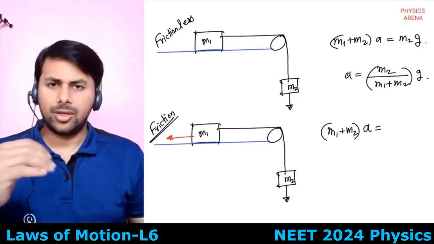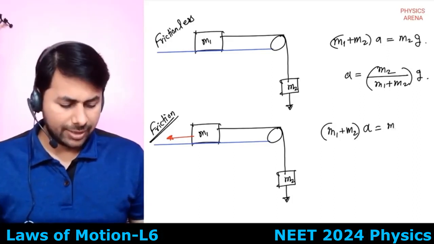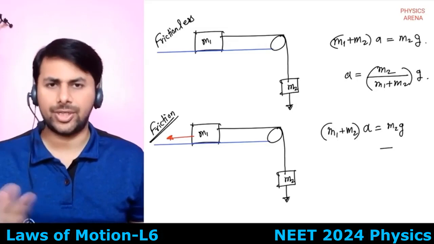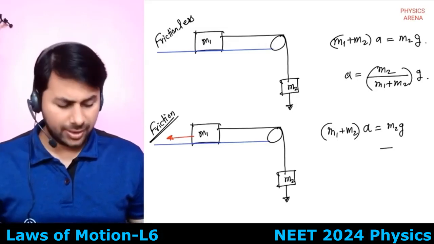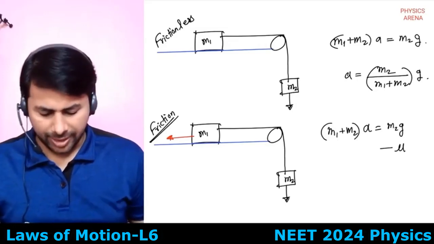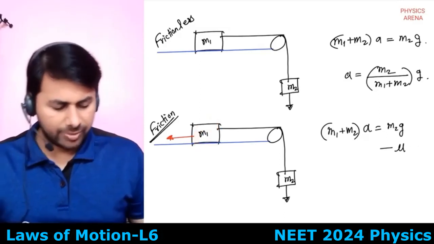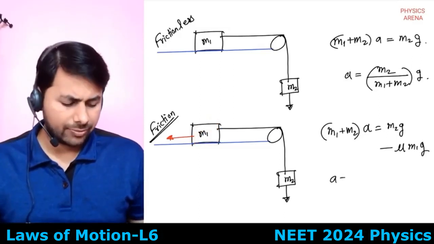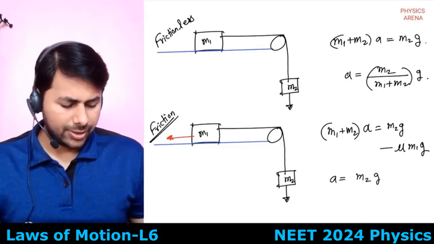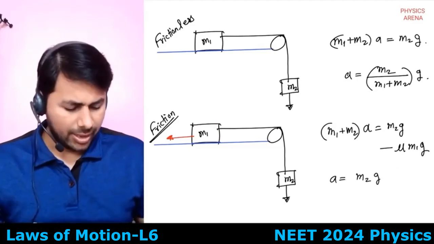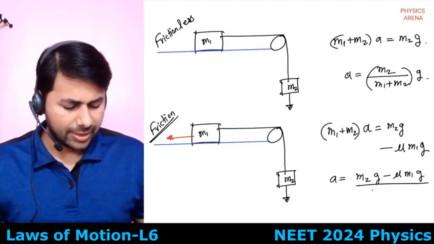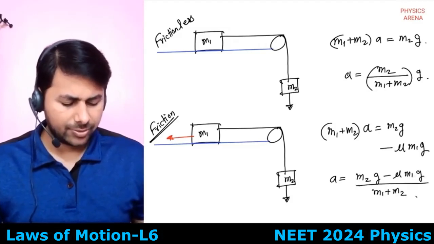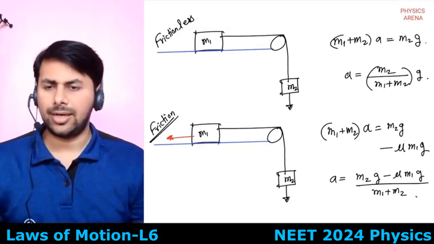It's equal to the downwards force, which is m2 times g, minus the friction. How much will be the friction? It will be mu multiplied by the normal reaction, which will be equal to m1 times g, and therefore acceleration will be equal to what? m2 into g minus mu times m1 into g, g you can take common, divided by m1 plus m2, right? Yes, no?